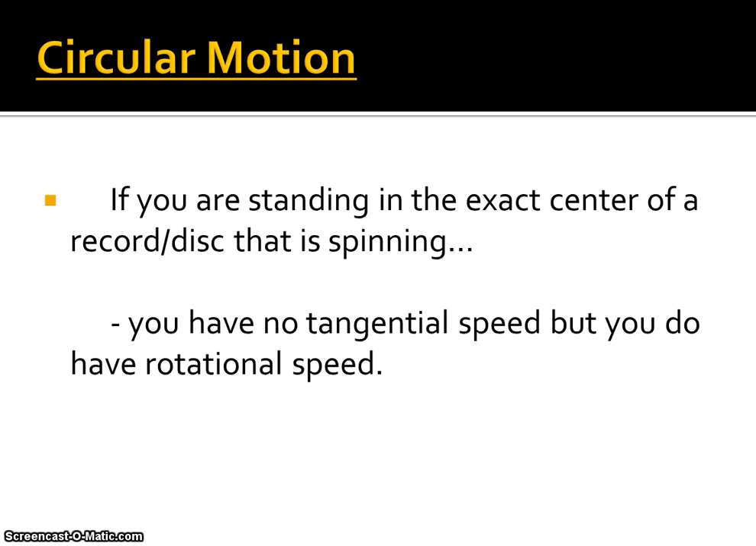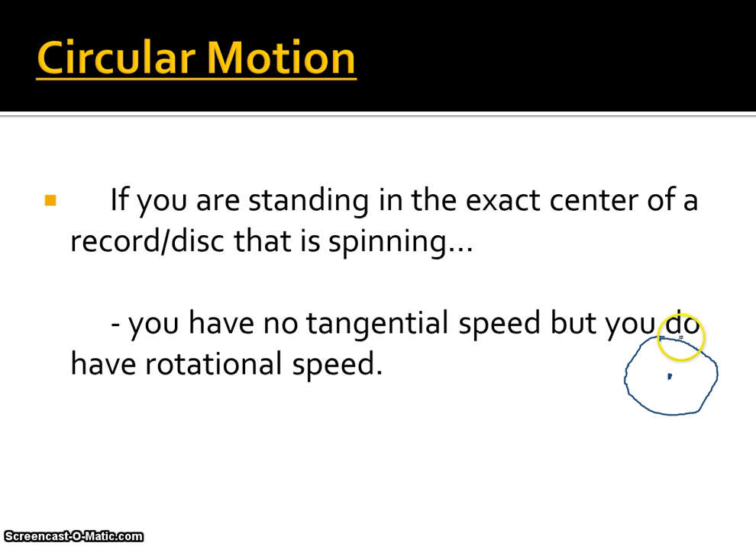So I might be dating myself here a little bit by talking about a record player. So if you had a record player and you were standing in the exact center, you would have no tangential speed, but you would have rotational speed. So in the center of that circle, you would have 0 tangential speed because you don't have a radius.